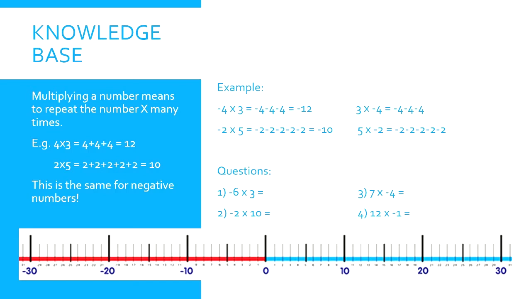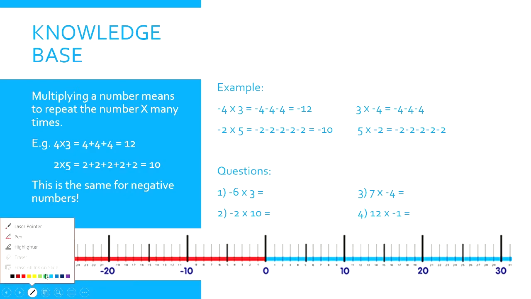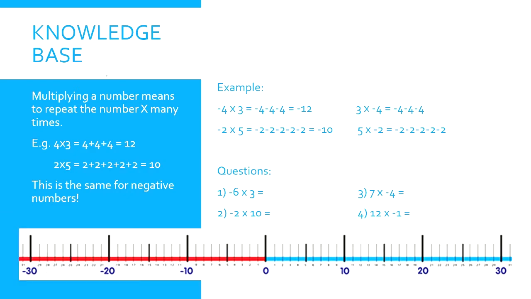Just before we get into that though, what I want to do is review a little bit of the knowledge base that we have about multiplication already, to explain why it is that this multiplication works in the way it does. So going back to some very basic bits of what it means to multiply a number, all we actually mean by that is that we take a number and repeat it however many times we're multiplying it by.